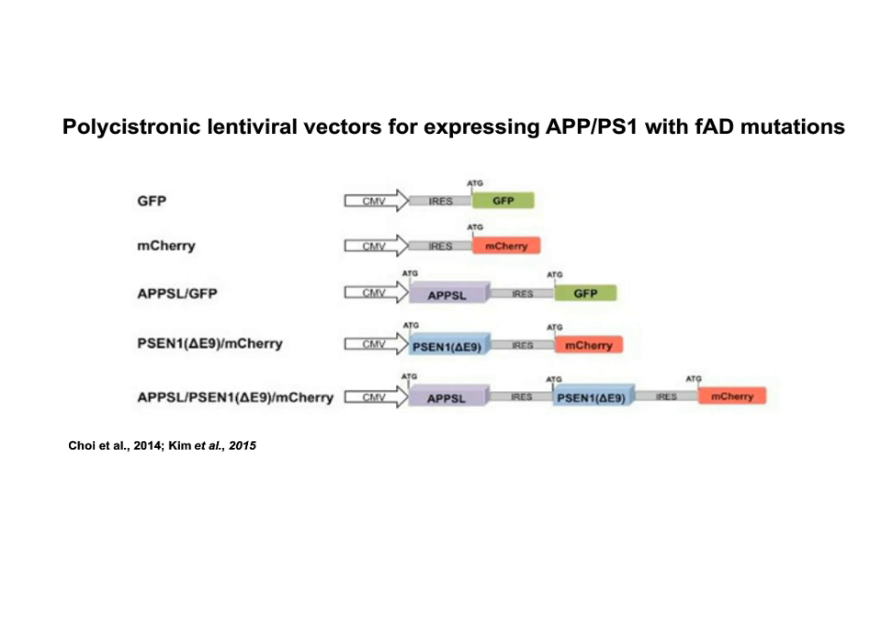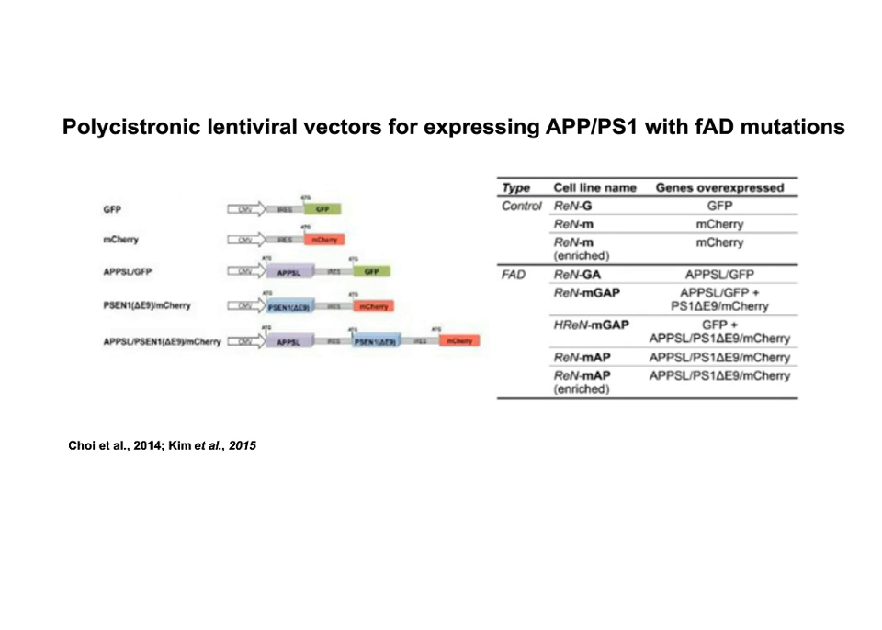And this is a summary of the cell lines we published. Right now we have more than 41 cell lines in total, but these 6 FAD cell lines are the major cell lines we published at the beginning.